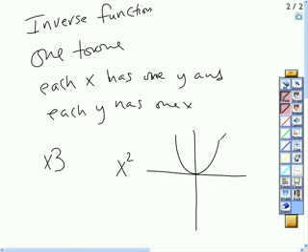Nice, because it doesn't pass the horizontal line test. That's right. Because this particular value of y, for instance, right there has what? Two values of x. So does the number y equals 4, for instance, match up with 2 over here, or does it match up over here with negative 2 for x?